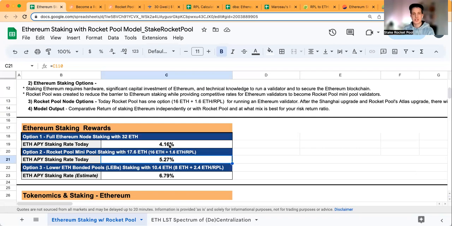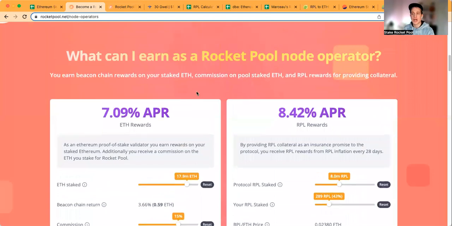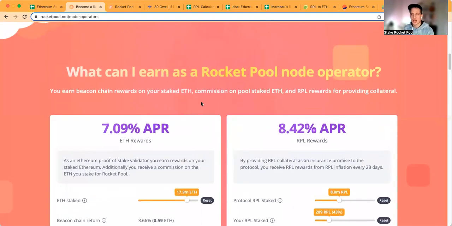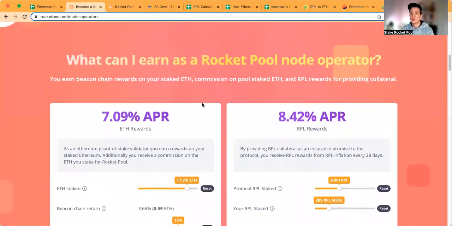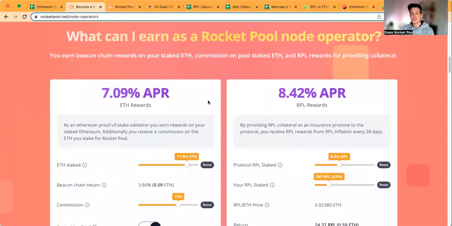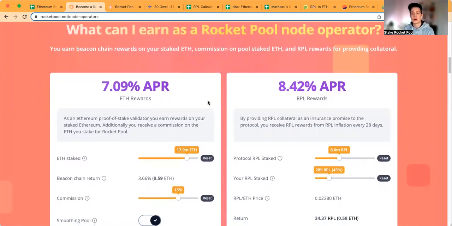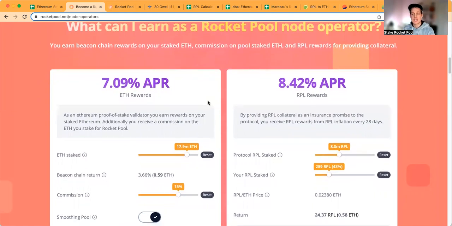But the snapshot here is that you can earn more today by staking with Rocket Pool than you could by yourself. A quick reference example in our guide is Rocket Pool's own documentation, highlighting what you can earn as a node operator. It took me some time to understand this, but they provide calculators here where you can input the current metrics in the ecosystem.